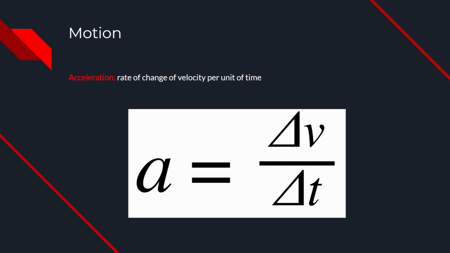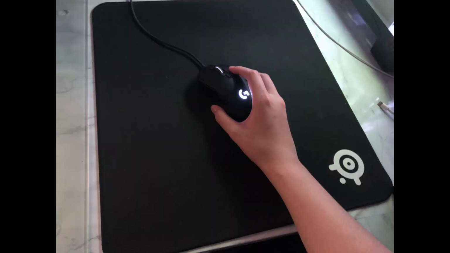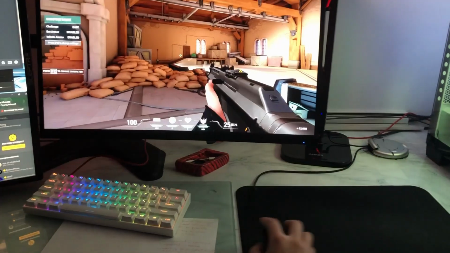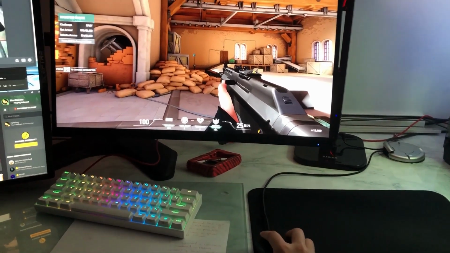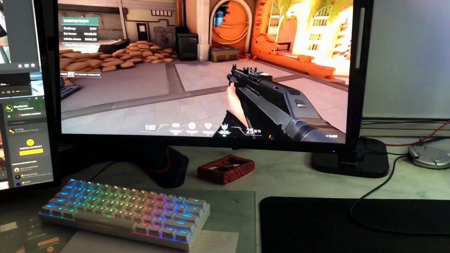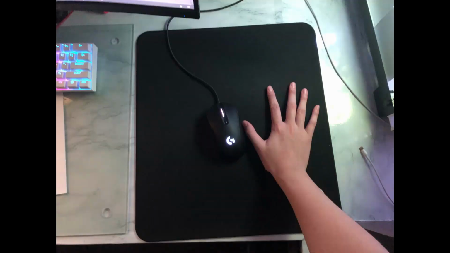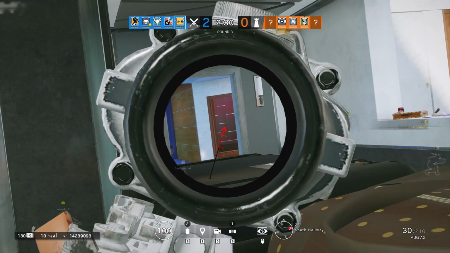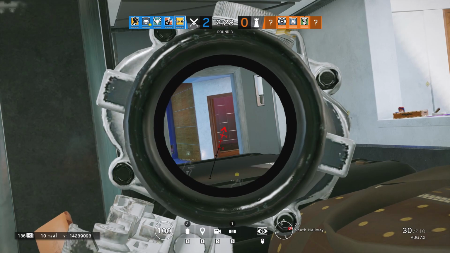So now we talk about motion, or more specifically acceleration, which is the rate of change of velocity per unit of time. We use the equation acceleration is equal to change in velocity over change in time. Well, how does this relate to gaming? I have to accelerate my mouse in order to flick to my target. I play on very low sensitivity like many professional gamers because it is more accurate. I have to accelerate my mouse using the whole 16 inches of my mouse pad in order to hit clips like these.